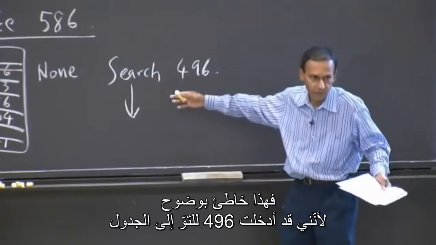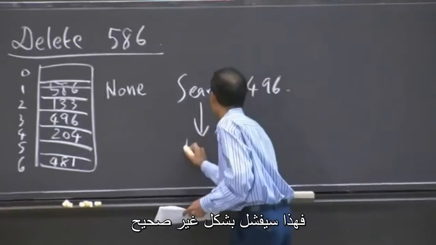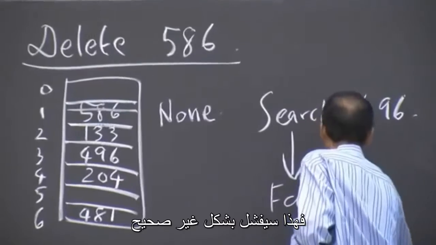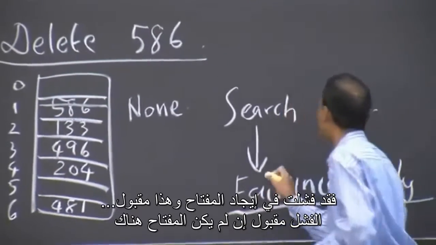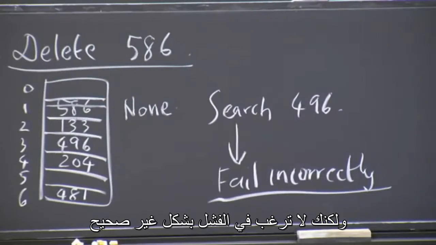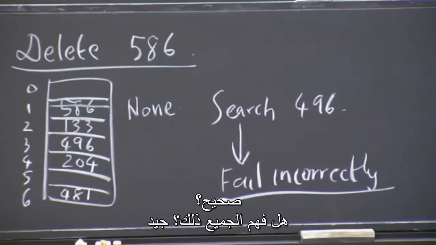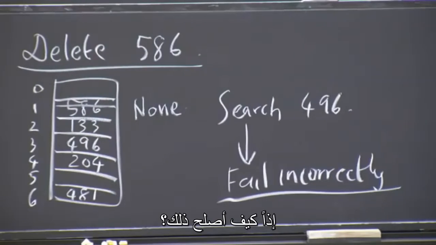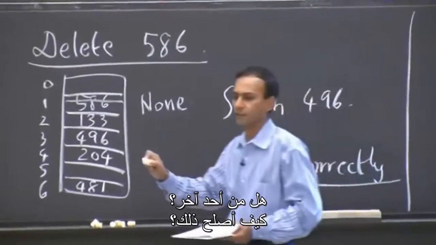because I just inserted 496 into the table. So this would fail incorrectly, failing to find the key. Failure is okay if the key isn't there, but you don't want to fail incorrectly. Everyone buy that? Good. All right, so how do I fix it? Someone else. How do I fix it?